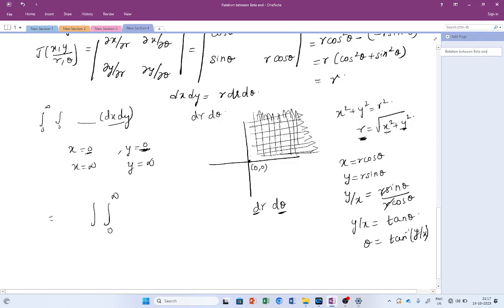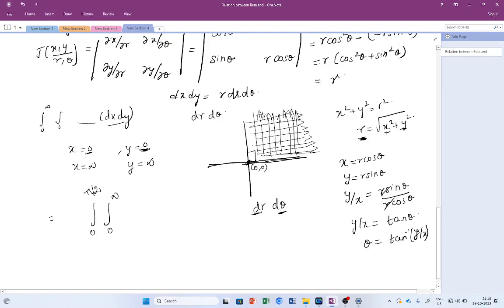So here you can see that this is the point 0, 0. It starts from 0, and the angle which it makes with the intersection point is 90 degrees, that is pi by 2. So your limits would be from 0 to infinity for r, and for theta it is from 0 to pi by 2.